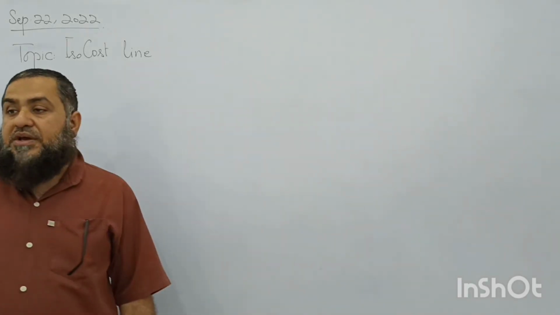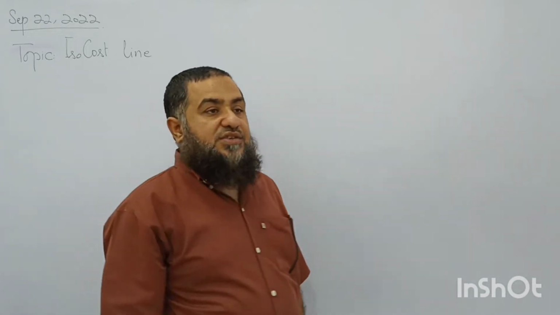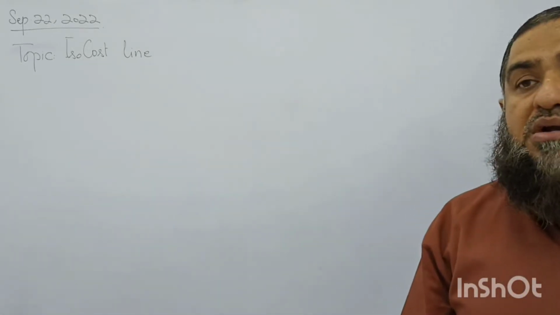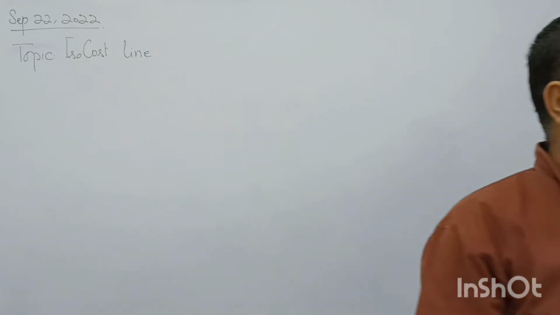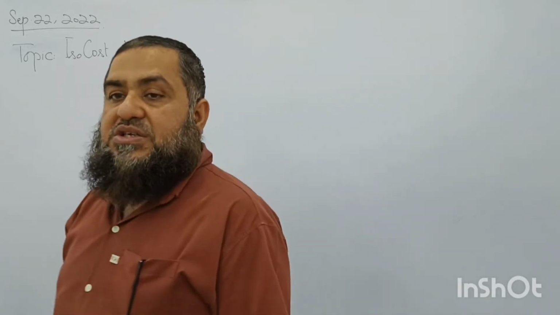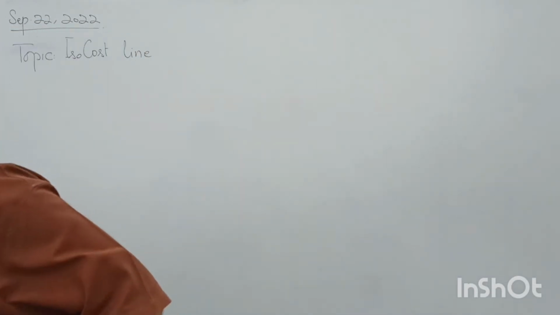Okay, today we are going to study the isocost line. Yesterday we were talking about the isoquant curve that was telling us the level of output produced by different combinations of inputs, that is labor and capital. So when there are different combinations of labor and capital, how much output they are going to produce remains constant along one isoquant curve.